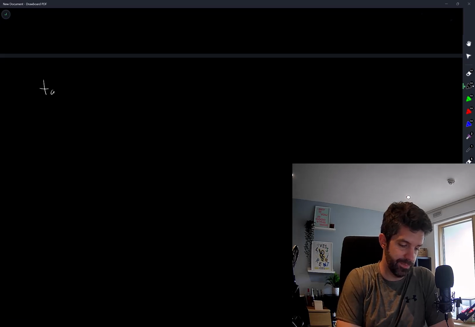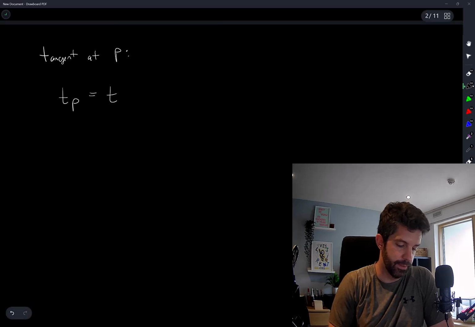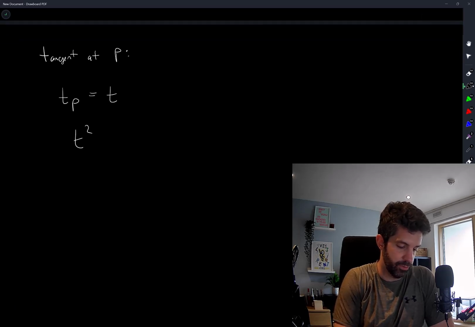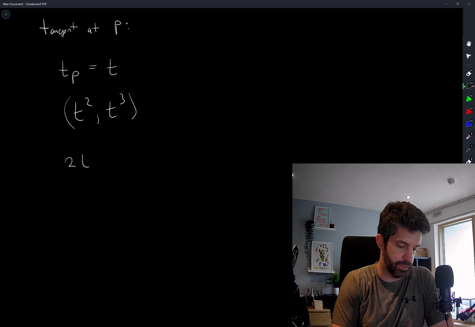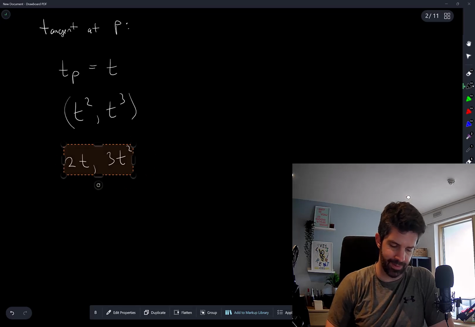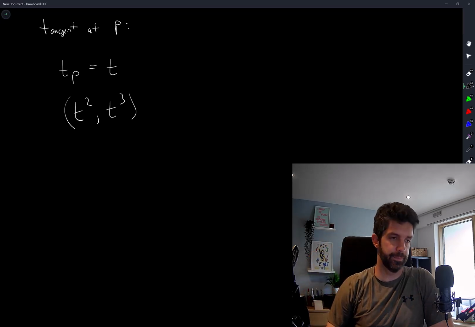So tangent at P. Okay, well, I'm just going to call tP, I'm going to call that t. So I have the point (t squared, t cubed), and the derivative of my curve at that point is just 2t and 3t squared. Wait, hold on. How do you do this parametric derivative stuff again?